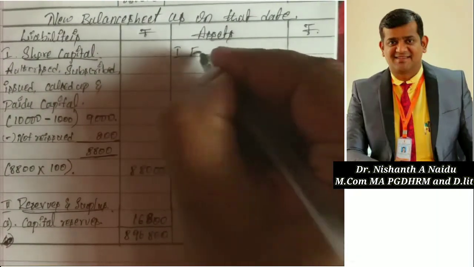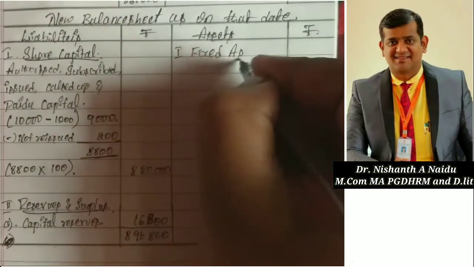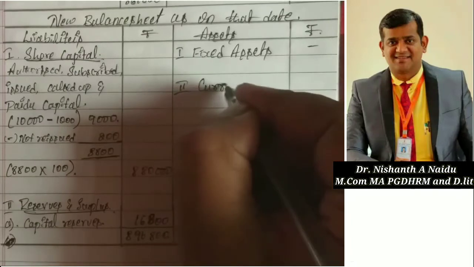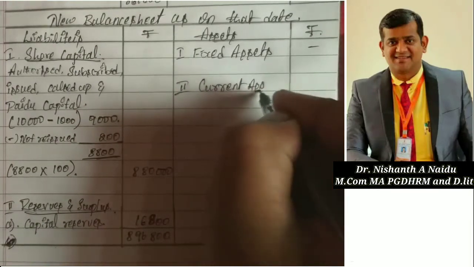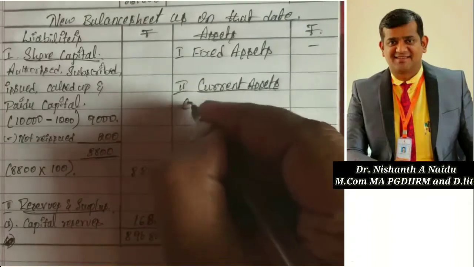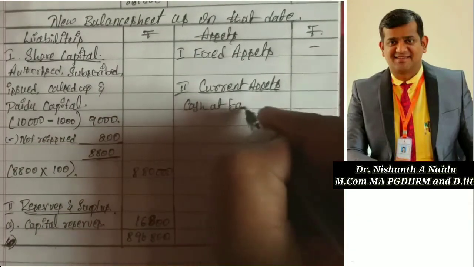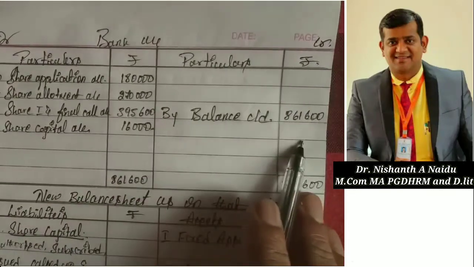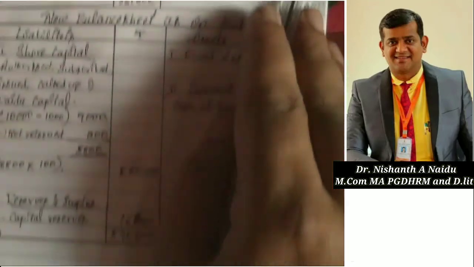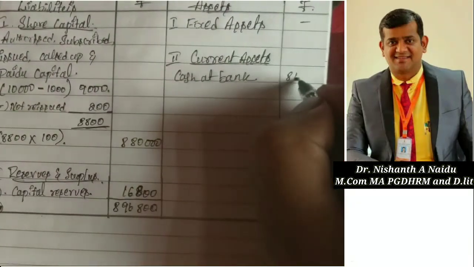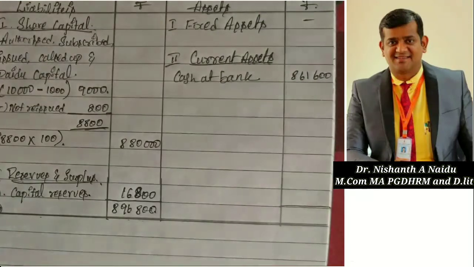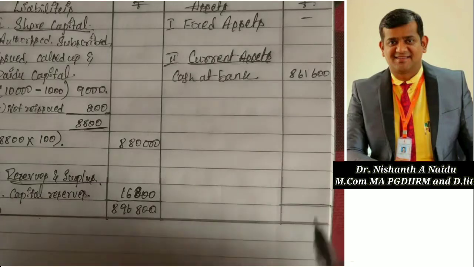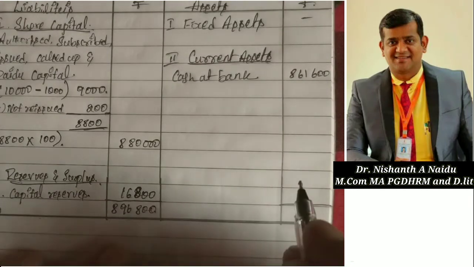So now let's look into the asset side. Number 1, fixed assets. We do not have any fixed assets, so nil. Second, we have current assets, correct? Under current assets we have cash at bank. Cash at bank is always the carried down figure in the bank account. How much is the carried down figure? 8,61,600. Since this problem is issue at a discount, the discount on issue of shares also should be shown.